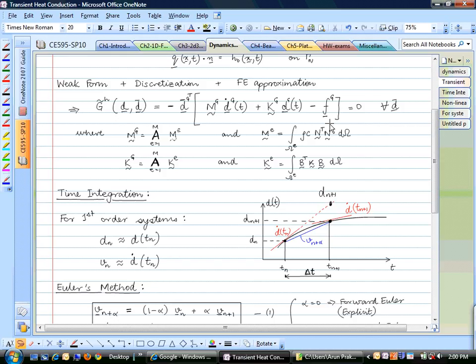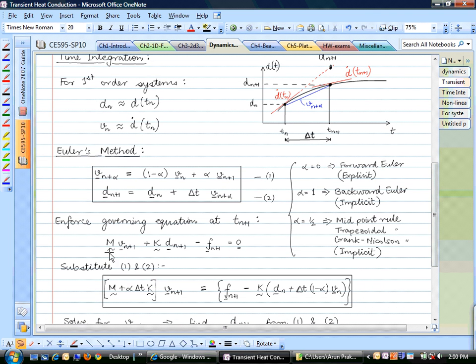We know that this equation holds at Tn. We are trying to go to Tn plus 1. So we'll write this equation at Tn plus 1. What we have is this. There are two unknowns in there. Now if you substitute for Vn plus 1 from this equation and for Dn plus 1 from this equation, you can write it out in this way. And the only unknown here is this Vn plus 1. So this is a matrix times a vector equal to another vector.